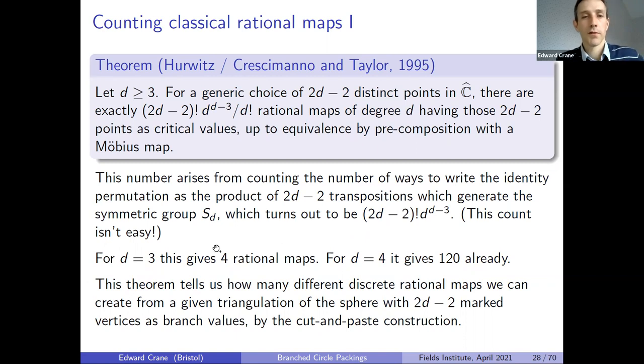Okay, so if you have degree three, that gives you four different rational maps. And for degree four, it already gives you 120. So these are the rational maps that you can get exactly by the cut and paste construction. Ken calls it the range construction, the construction I talked about already.